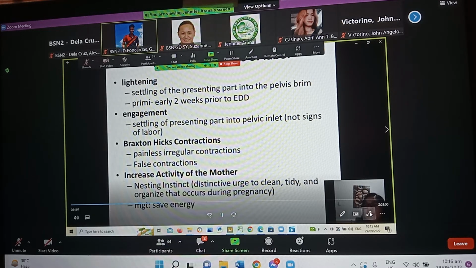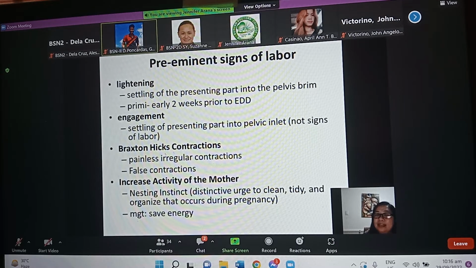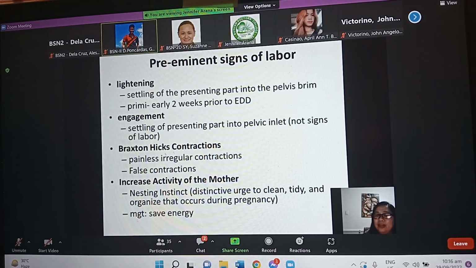And then we have increased activity of the mother. So there is now the nesting instinct, or the distinctive urge to clean, tidy, and organize that occurs during pregnancy. Busy na siya, i-prepare ang nursery, i-prepare ang mga lampin. Our management here, since the mother is very busy, is to save energy.